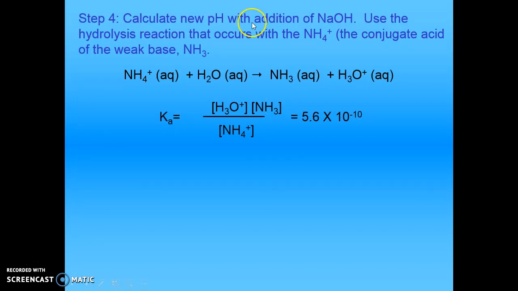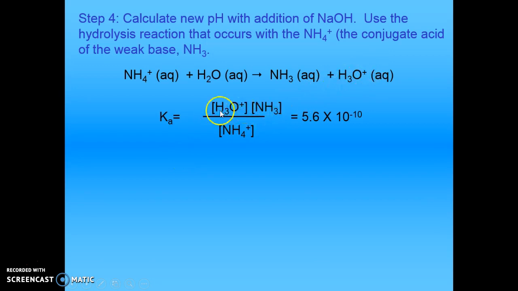So we're going to write what's going to happen to the ammonium ion. So the conjugate acid is the reaction that we're going to take a look at. So ammonium ion reacting with water to give you ammonia. So this is a Ka now. So ammonium is acting like an acid. It's donating H plus to water. So we've got the Ka.